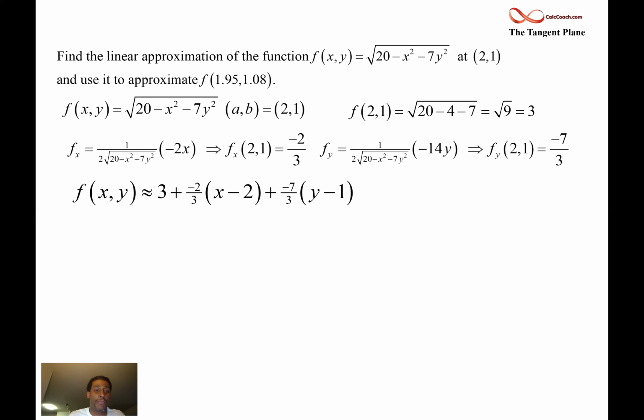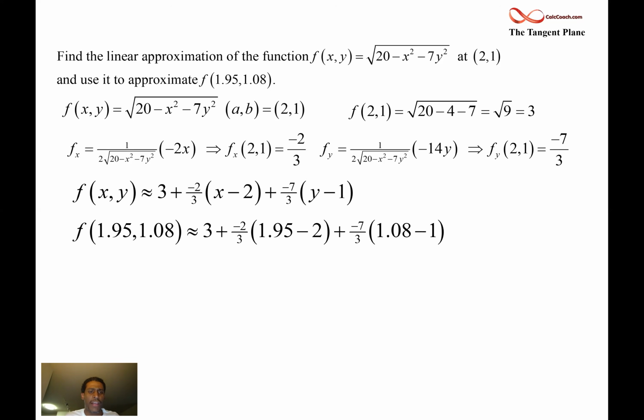We'd like to be able to plug the 1.95 and the 1.08 into our function, but instead we're going to plug it into our tangent plane. And you'll be amazed at the accuracy we're going to get by doing that. And so an approximation to the function at 1.95 and 1.08 is to plug in 1.95 and 1.08 into the tangent plane approximation. Watch what happens.